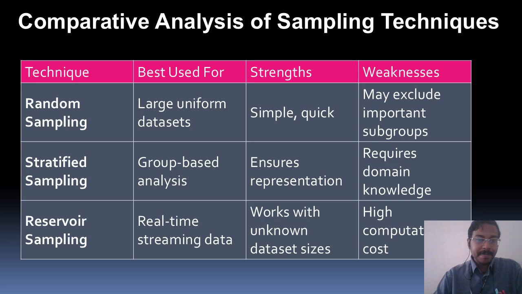Let's quickly compare the techniques. Random sampling is simple and fast, but may miss important subgroups. Stratified sampling is more accurate for diverse datasets, but requires prior knowledge of data distribution. Reservoir sampling works best for streams, but it is slightly more complex. So the right technique depends on the nature of the data and the query needs.